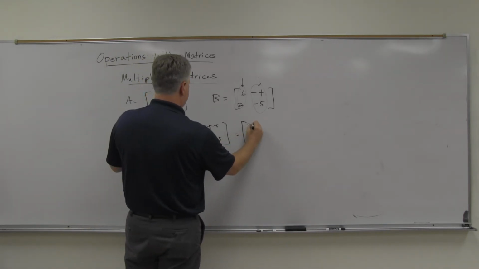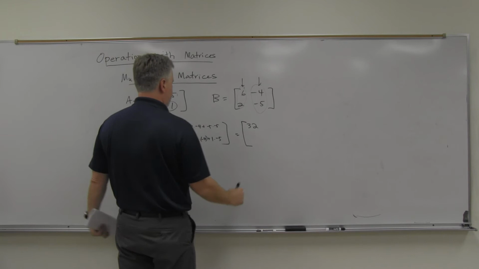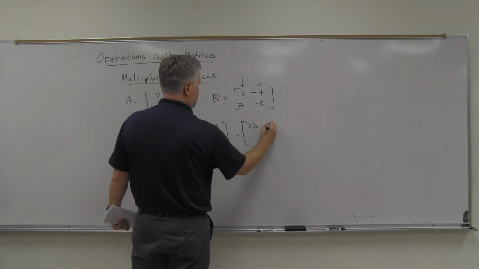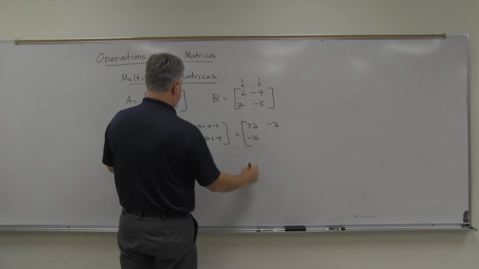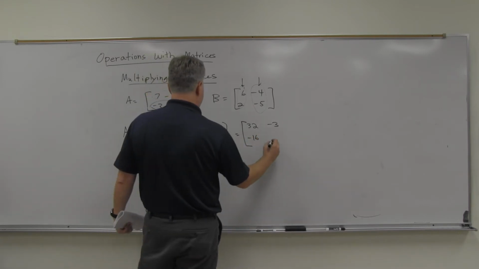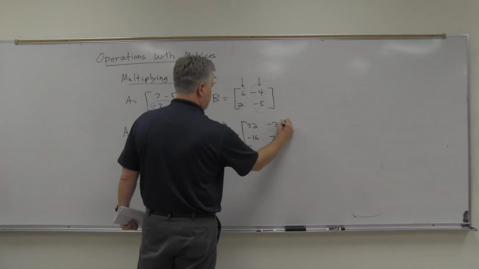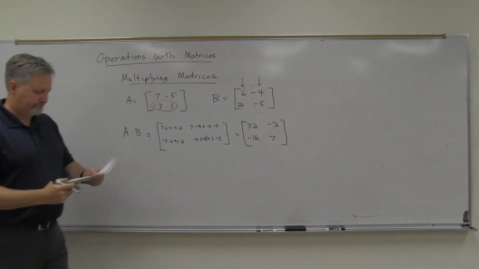42 minus 10 is 32, negative 28 plus 25 is negative 3. Negative 18 plus 2 is negative 16, 12 minus 5, 7. Is that right? Checking on that.